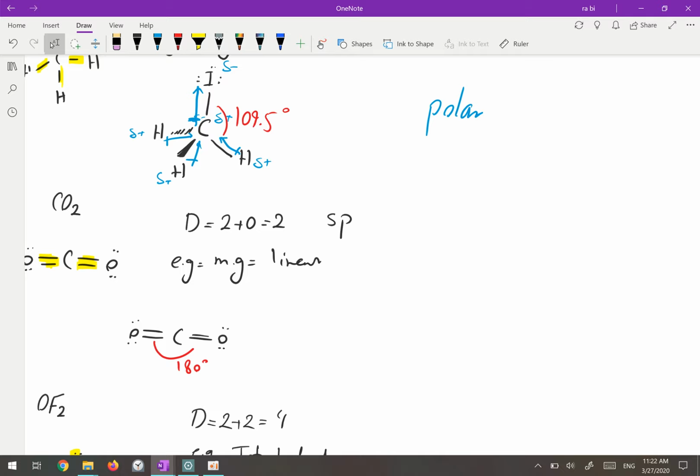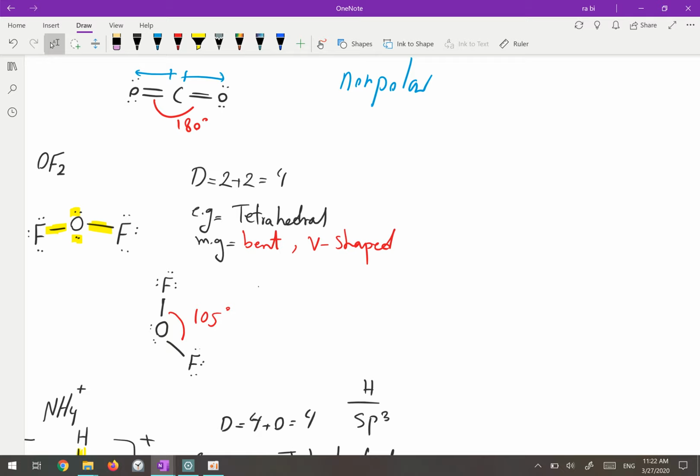CO2, we have shown that we have two polar bonds but in opposite directions, so the molecule becomes nonpolar. OF2, fluorine is more electronegative than oxygen. So fluorine is partially negative, oxygen is partially positive. You have a dipole moment in this direction and a dipole moment in this direction. These two cannot cancel out each other, so your molecule is polar.